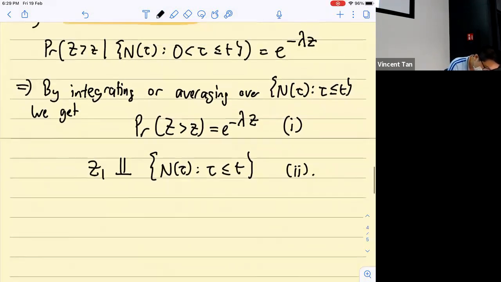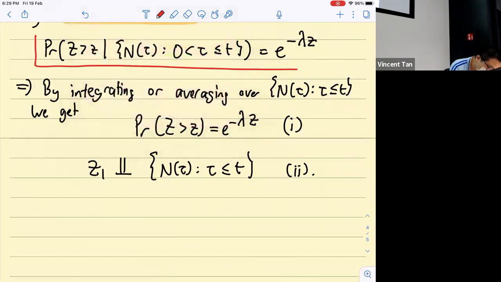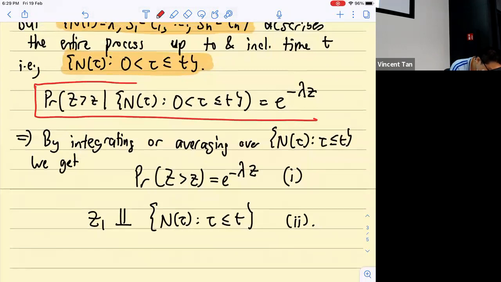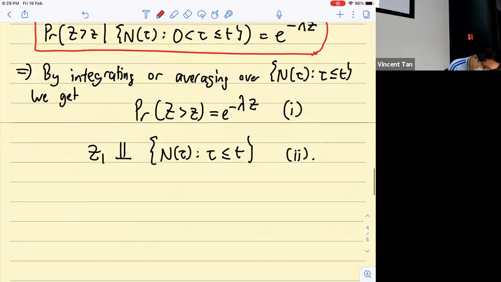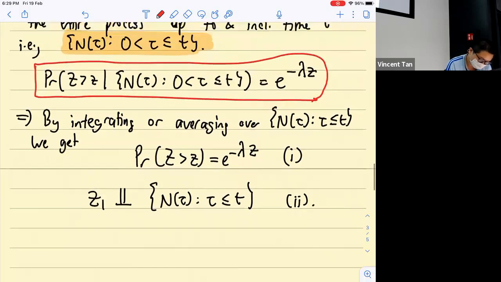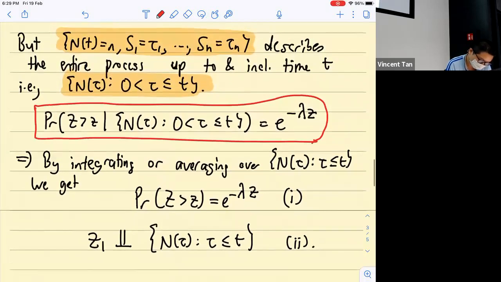All right, so let us explain this part. This averaging may be a bit fast, but let's see what happens here. How to get from here to here? Let's see, even the statement: what does the statement say? It says probability of Z greater than z, conditioned on, and we should actually put almost surely here, because what we are conditioned on is a random variable.